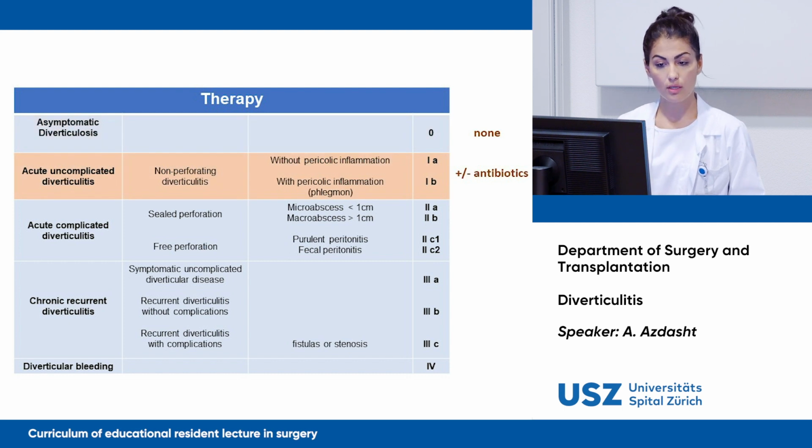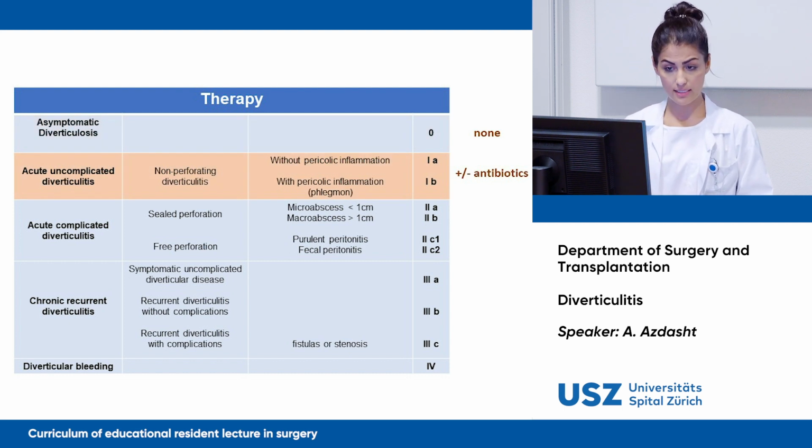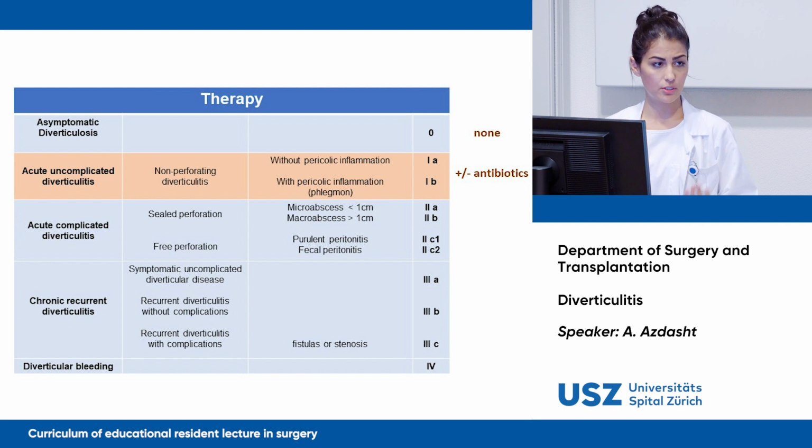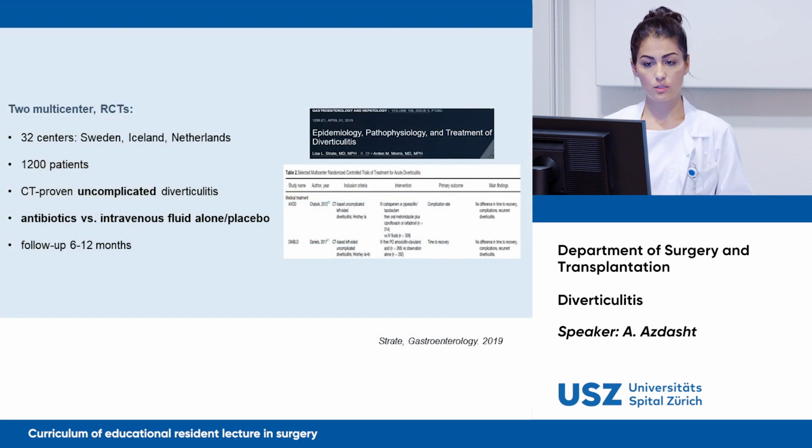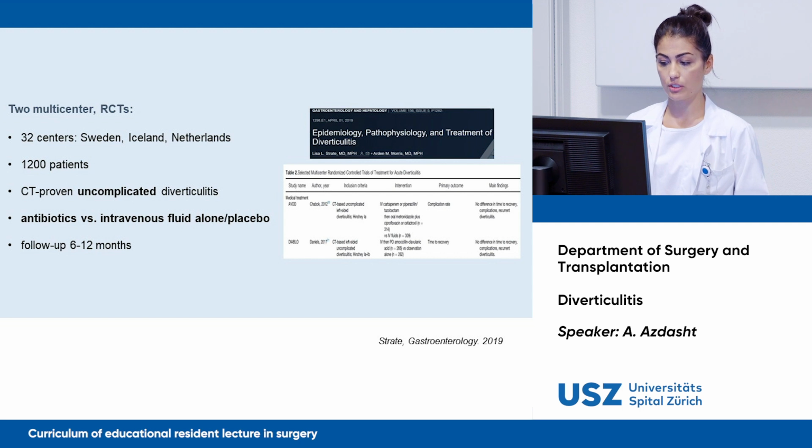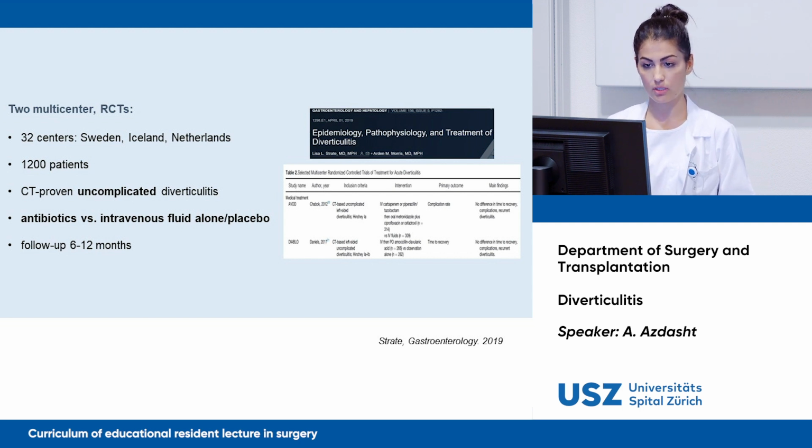In case of an acute uncomplicated diverticulitis, we can administer antibiotics, but also when we have, for example, a good compliance of the patient, a mild diverticulitis with low CRPs, we can go for no antibiotics. This was shown in a paper published in 2019 in the Journal of Gastroenterology.